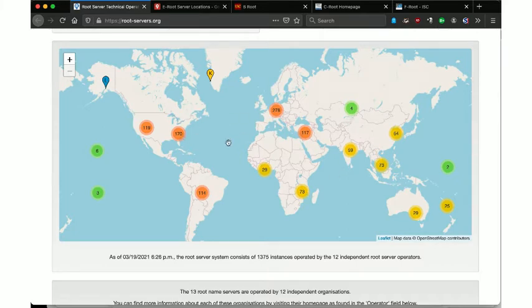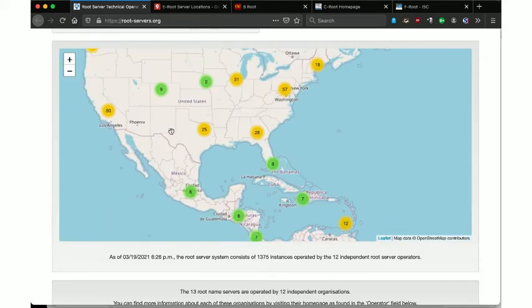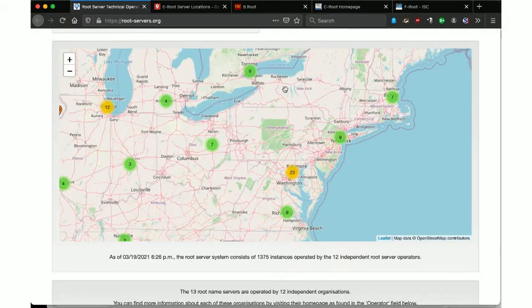For starters, the 13 roots are operated by 12 independent and international organizations, so as to ensure that no single country has control over the domain namespace. Each of these authorities then distributes their servers globally, as shown here. If we drill down into the US, we can see, for example, that right here in New York, we have 9 root server instances, the A, C, D, E, F, and J roots respectively.